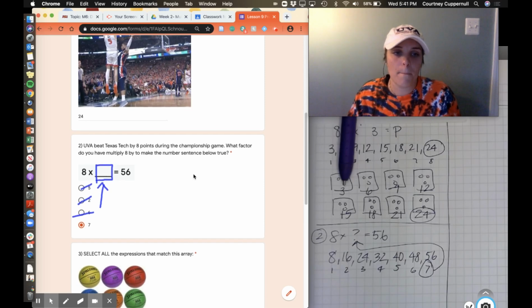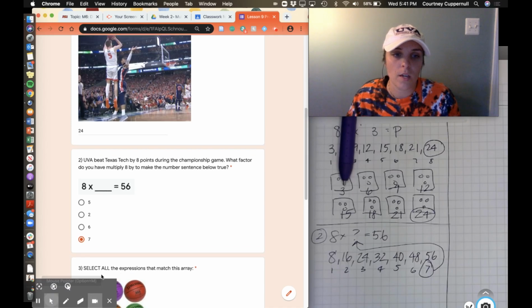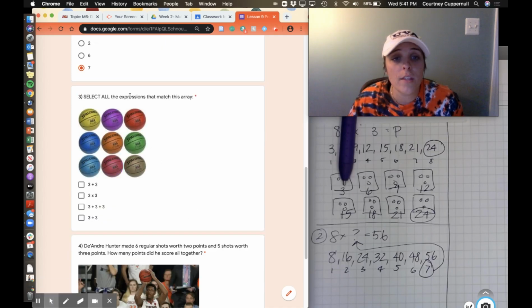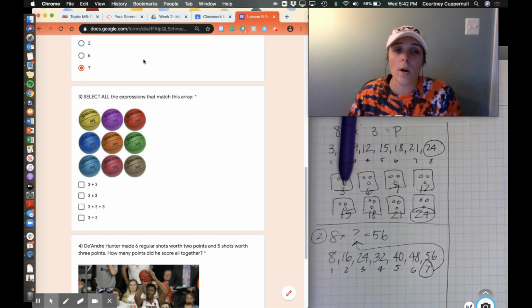All right, we're getting some basketball array review up in here. Let me erase those notes. So select all the expressions that match this array. So we know an array is just a configuration of equal groups. So what expressions below match this array?